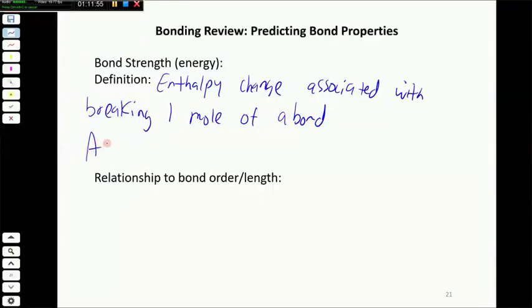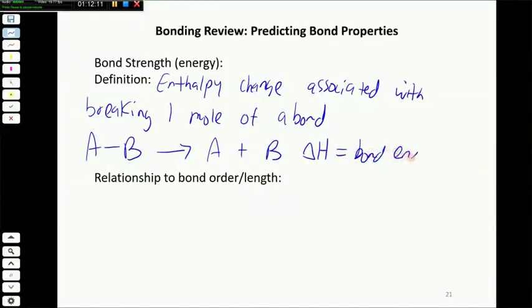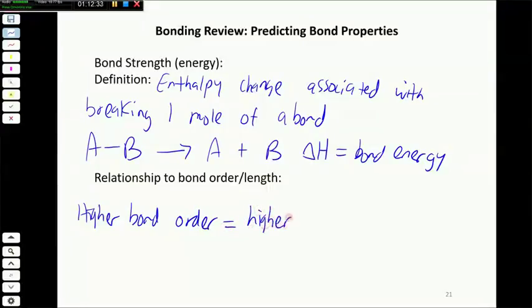And so if we have a bond AB, it would be the enthalpy change associated with taking this bonded AB pair and separating it into separate A and B, where again the delta H for this process is equal to what we call the bond energy or bond strength. And then there's a relationship between bond energy and those other parameters, bond order and bond length, and both of them are inverse. So if you have a higher bond order, you would expect there to be a higher bond energy or a stronger bond.